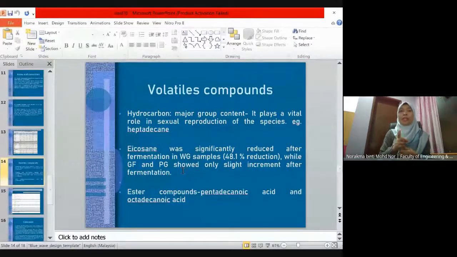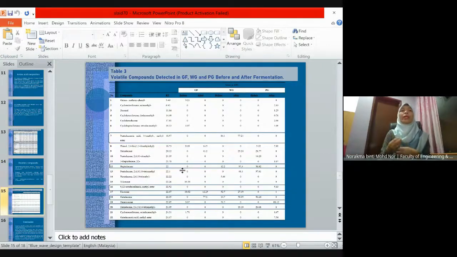And for the volatile compounds, it was found that hydrocarbons is the major group content. It plays a vital role in sexual reproduction of the species, for example, heptadecane. Icosane was found significantly reduced after fermentation in WG samples, while GF and PG sample show only slight increment after fermentation. There are also other ester compounds detected, such as pentadecanoic acid and octadecanoic acid. And table 3 shows the volatile compounds detected in GF, WG, and PG before and after fermentation.